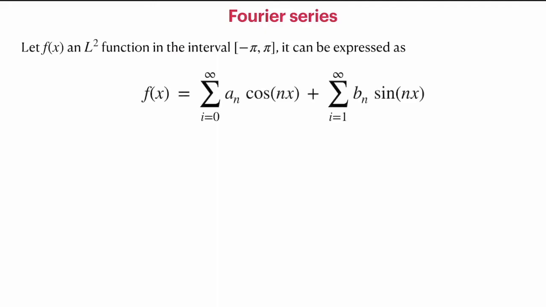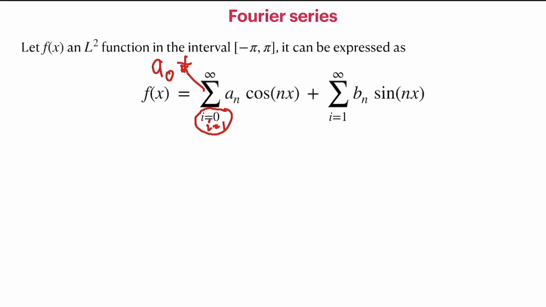So let f of x be an L2 function in the interval minus pi to plus pi. It can be expressed as f of x equal to sum i equal to 0 to infinity a n cos nx plus sum i equal to 1 to infinity b n sin nx. Note that i equal to 0 is included here to include the constant. Some people simply use i equal to 1 and simply add a constant here. So depending on whether you want to include the constant or not, it is just a convention. Here I have kept the series symmetric and neat, including only sine and cos terms and not a constant. The constant is absorbed in the cos series by taking i equal to 0.